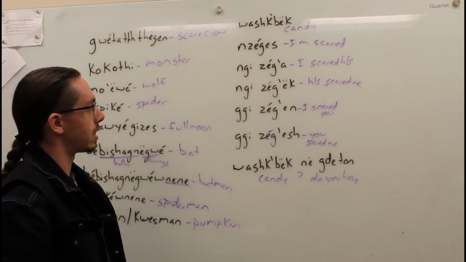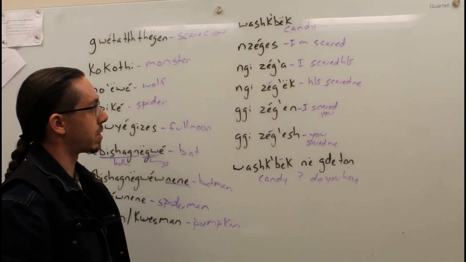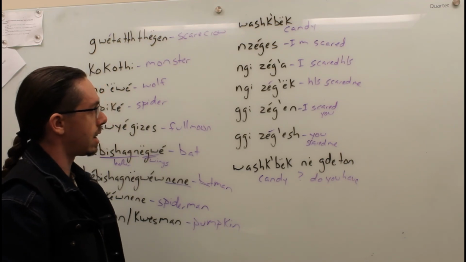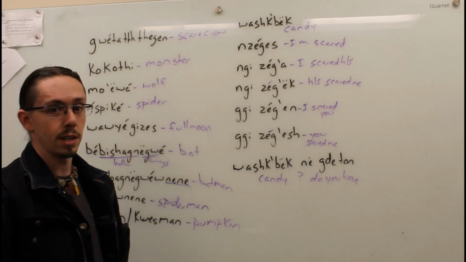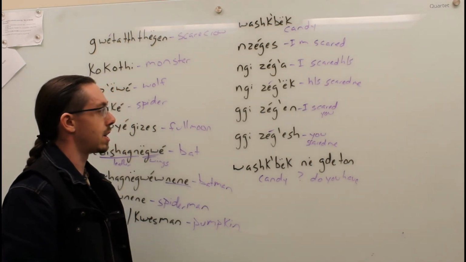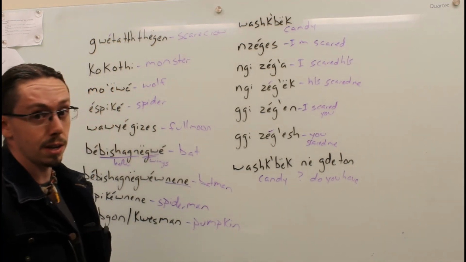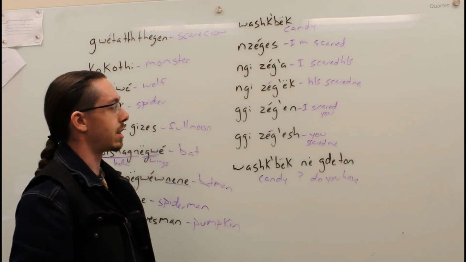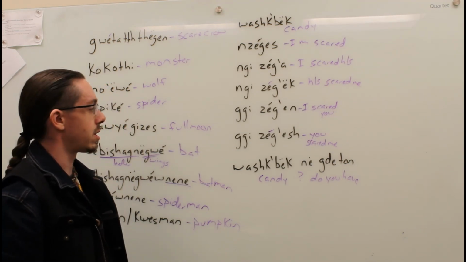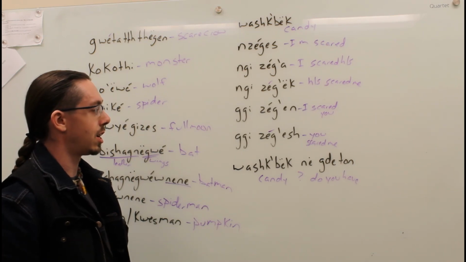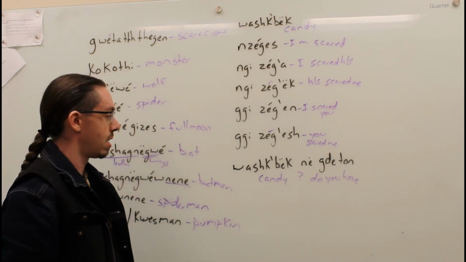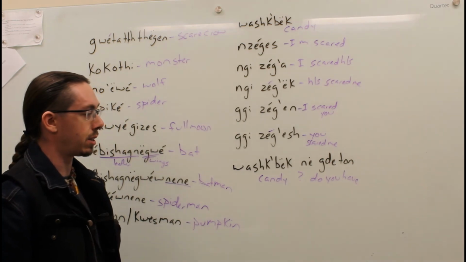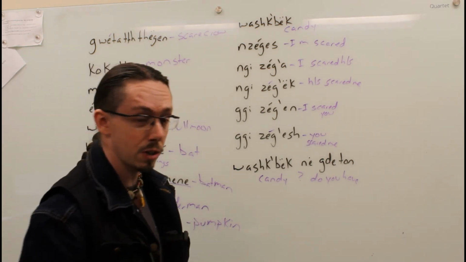Zagus, I'm scared. Gizagah, I scared him or her. Gizaguk, scared me. Gizagun, I scared you. Gizagish, you scared me. And then washbook negative tone. Do you have candy?